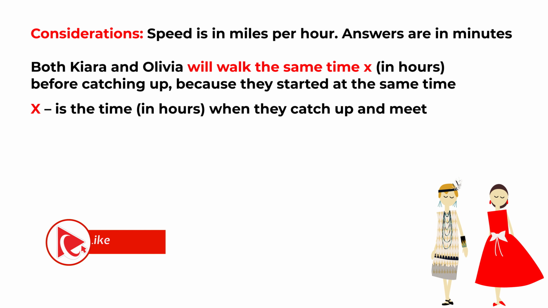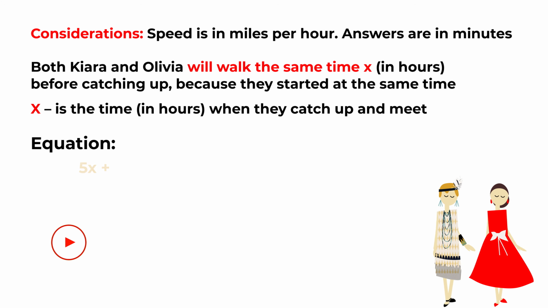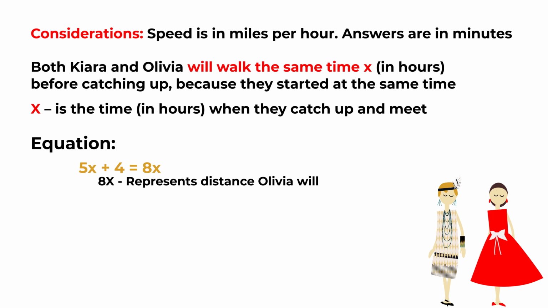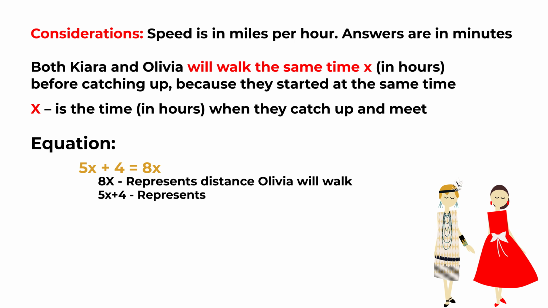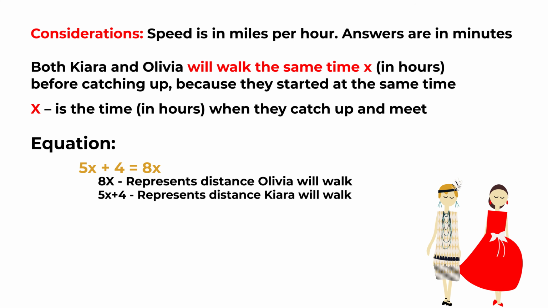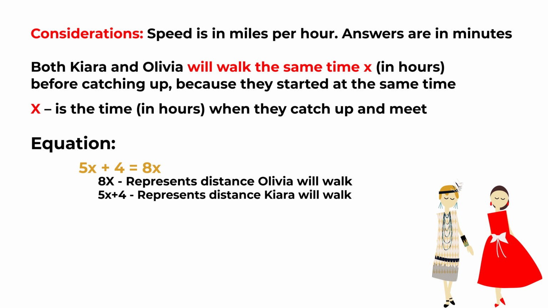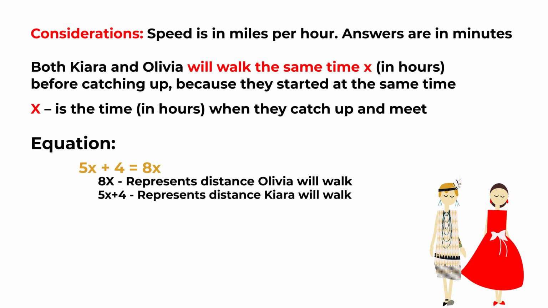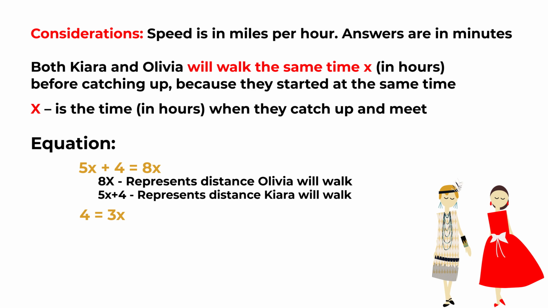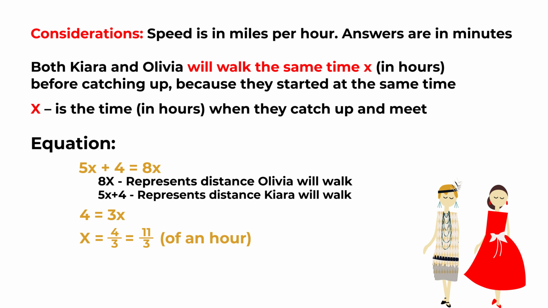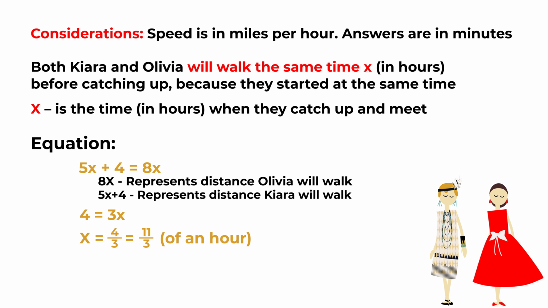To solve this challenge, we need to build an equation. 5x plus 4 equals 8x. 8x represents how much Olivia will walk, and 5x plus 4 is representing how much Kiara can walk. And the starting point for this will be the starting point of where Olivia starts, since Olivia starts 4 miles behind. So if we simplify this equation, 4 will be equal to 3x, and x will be equal 4/3 or 1 1/3 of an hour. And now is the time to do the conversion.